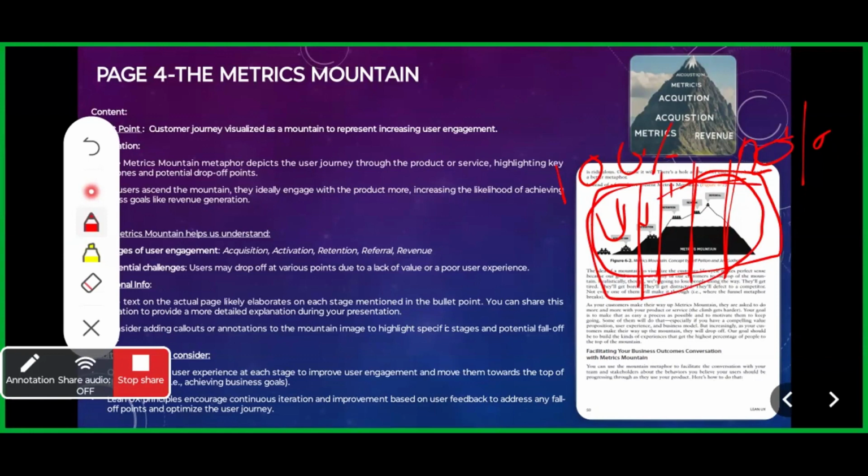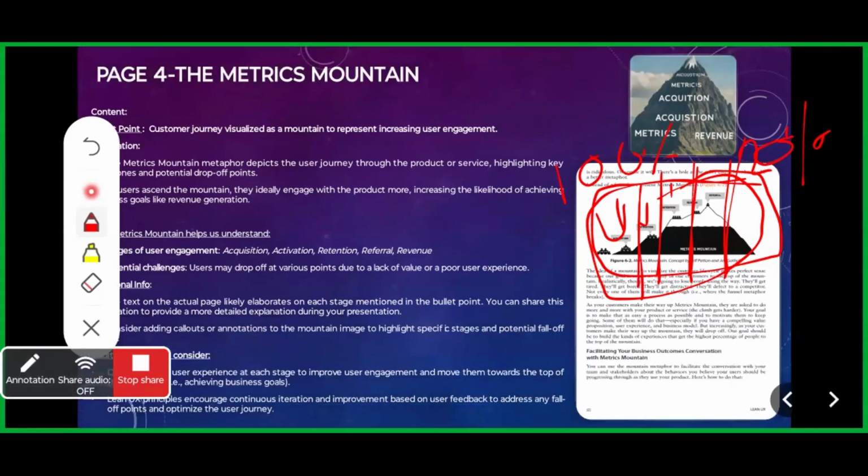So how is it different from the funneling system? In the funneling system, users are not maintained at each and every level. They are eventually either going to pass through the bottom or going to go away anyway. But in metrics mountain, the users are going to stay at each and every stage. So this is the main thing to be noted here, because at each and every stage, people are being retained.